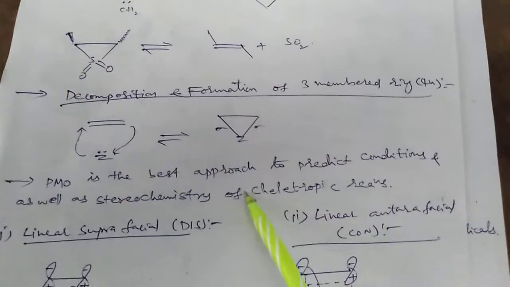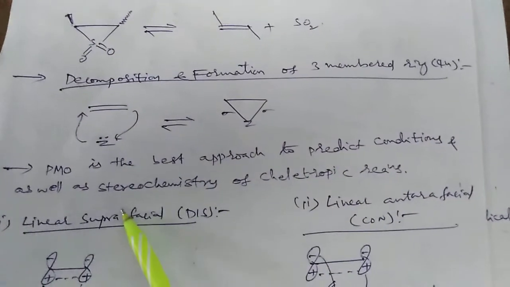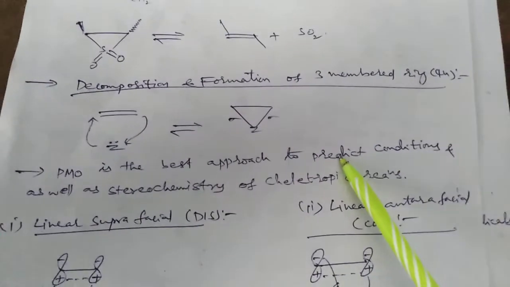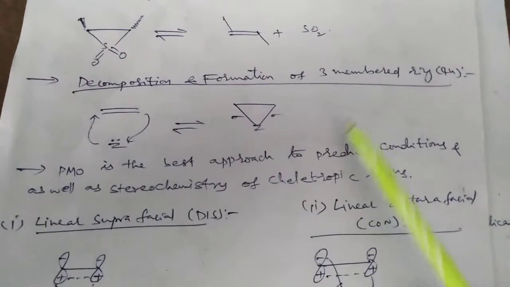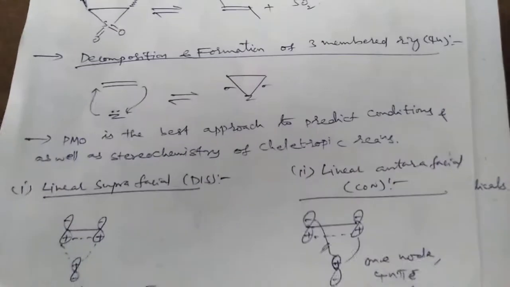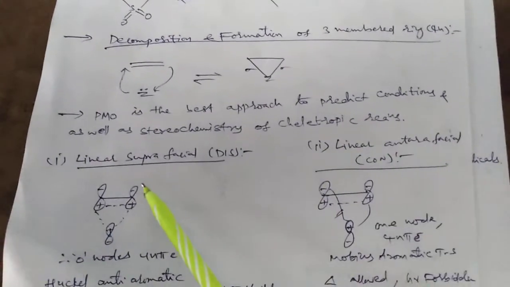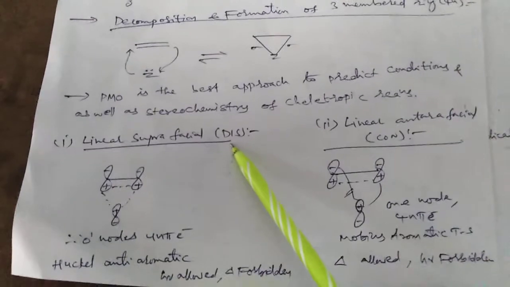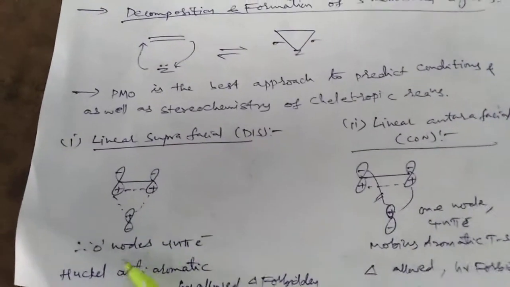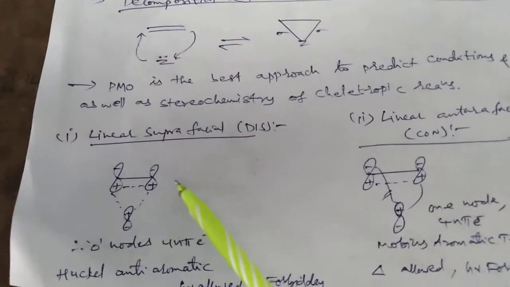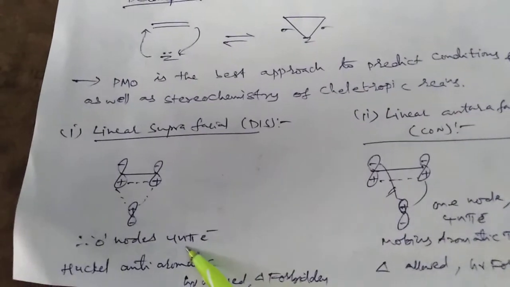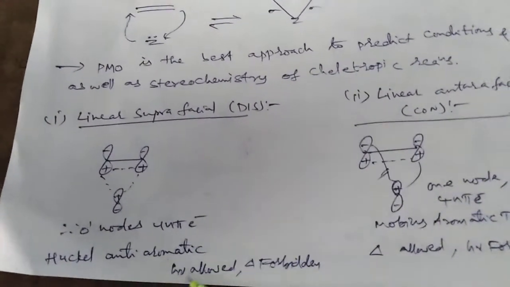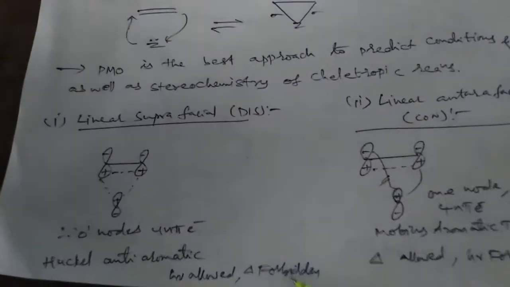PMO is the best approach to predict the conditions as well as the stereochemistry of sigmatropic reactions. First one is linear suprafacial, the disrotatory mode. In this case, we have zero nodes. It develops a 4n pi electron system, meaning it is Huckel anti-aromatic, photochemically allowed and thermally forbidden.